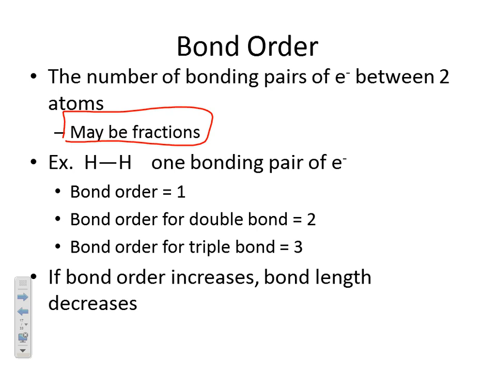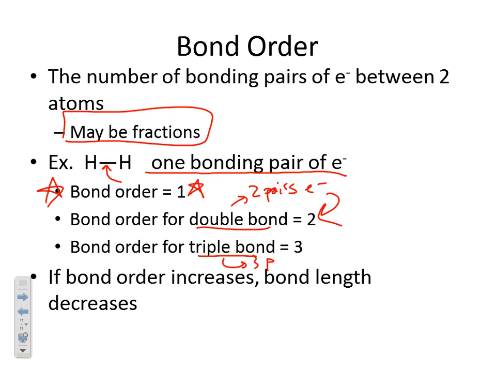So for example, the bond between hydrogen and hydrogen is 1 bond, right? Just 1 bond. So there's 1 bonding pair of electrons. So therefore, the bond order is 1. If you have a single bond, that's 1 pair of electrons, bond order is 1. If you have a double bond, that's 2 pairs of electrons, so the bond order is 2. If you have a triple bond, that's 3 pairs of electrons, so the bond order is 3. So it's fairly straightforward in that regard. Single bond is bond order 1, double bond is 2, triple bond order is 3.